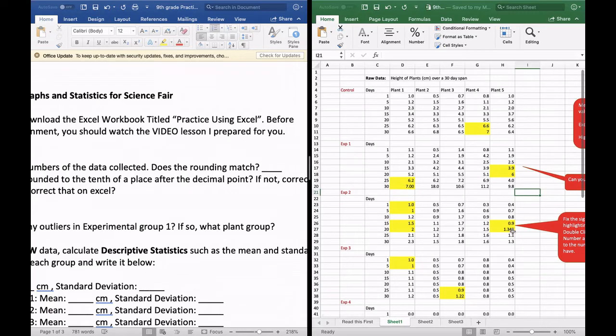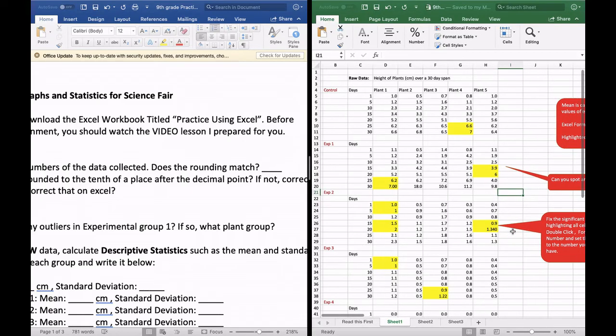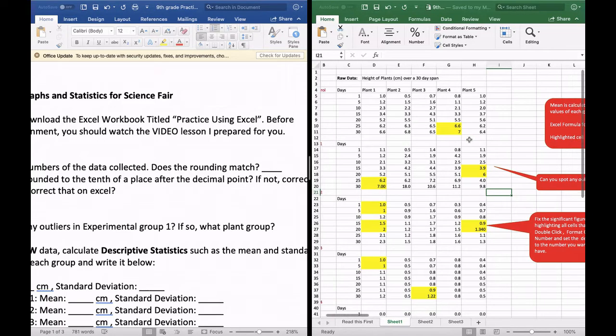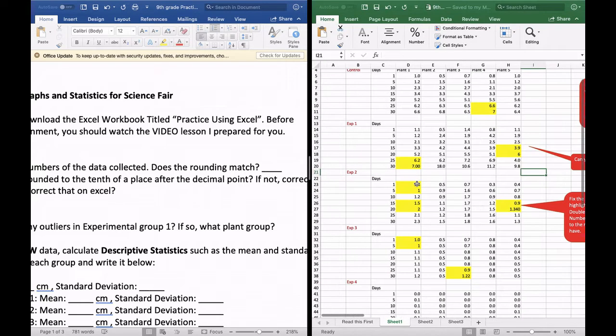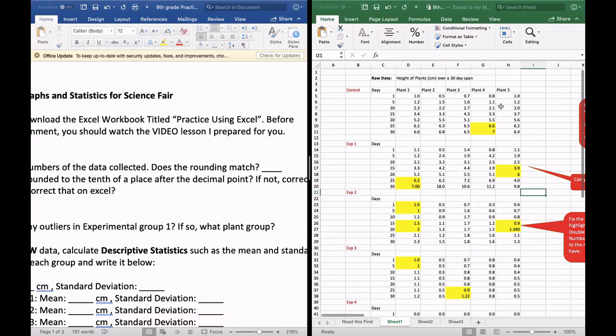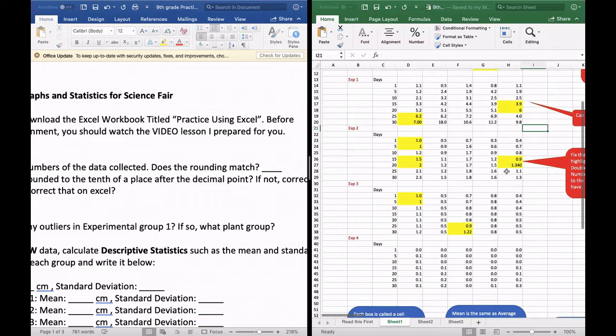So you want to make sure, it's just proper notation, that all of the data you collected is rounded to the same place. And in this case, since you're measuring height of plants with a ruler, probably to the 10th of a place would be a good place to round. Excel can do this rounding for you with one easy step. The first thing you have to do is highlight all of your data.